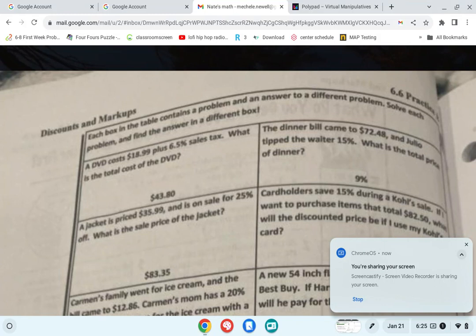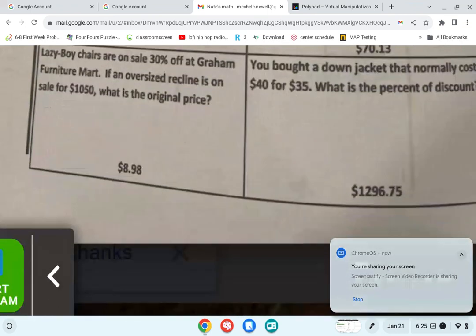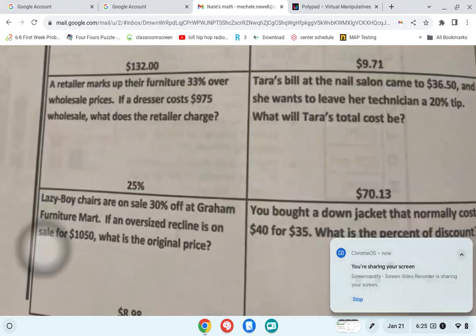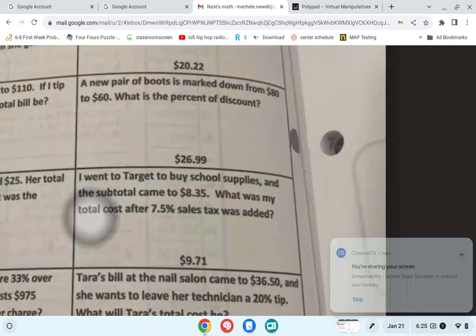Discounts and markups. I'm very excited about this. This is what you've been doing. Okay, I'm going to tell you what's probably confusing. It may be how they have it set up. I don't even know what curriculum this is. I wish I knew. I want to see your entire textbook if that's at all possible at some point.